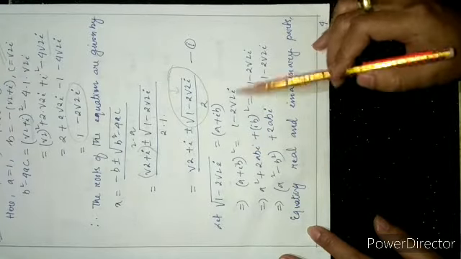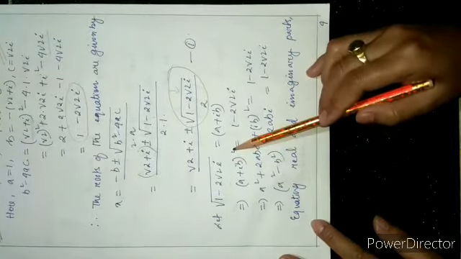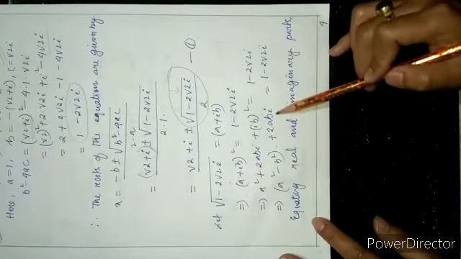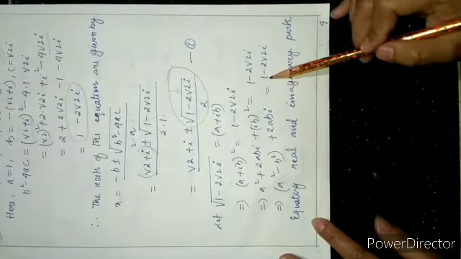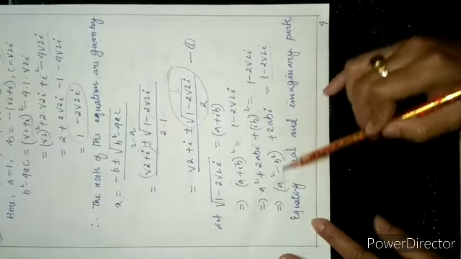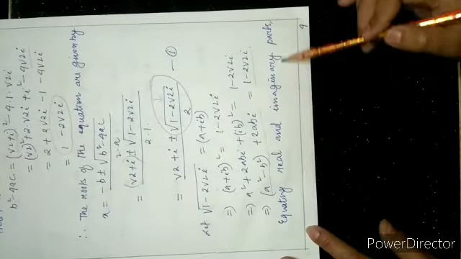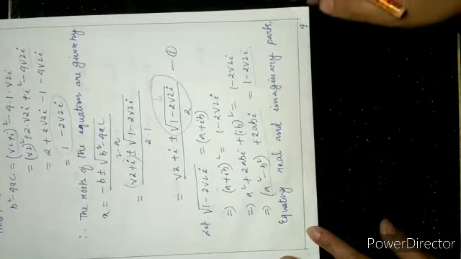By expanding this expression we have a square minus b square plus 2 times of abi is equal to 1 minus 2 root 2i. Then by equating real and the imaginary parts of the above equation.